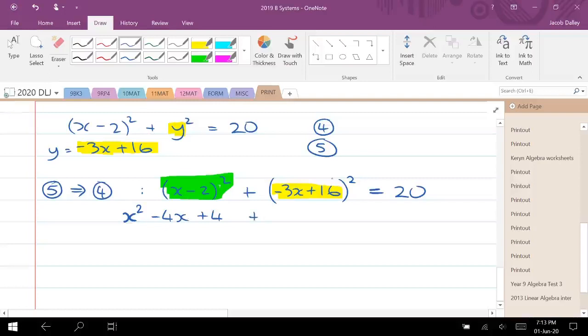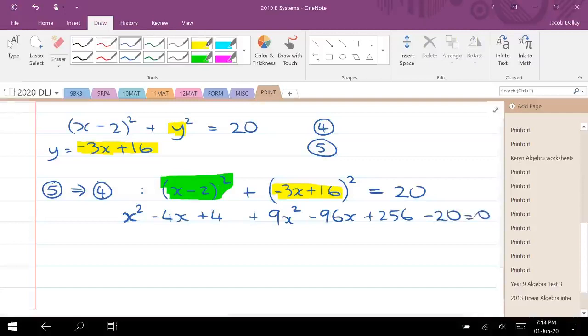We can do the same thing with the yellow bracket. So -3x squared will be 9x squared. Our middle term, -3 times 16 is -48. Double that, it's -96x. And 16 squared is 256. And also I'm going to move this 20 to the other side, so we're going to get -20 equals 0.